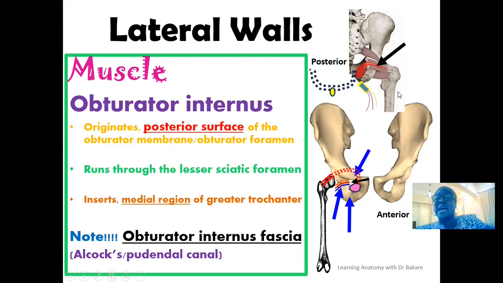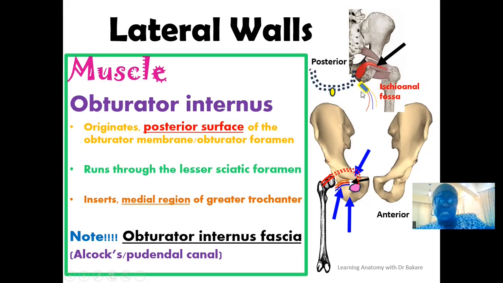And when you look at the establishment of the Alcock canal or the pudendal canal, you see that it is located at the lateral wall of the ischioanal fossa. This is where we have the ischioanal fossa here at this side. It is a fossa that is located on both sides of the anal canal. Let's say this is the anal canal here, highlighted in yellow, and on both lateral sides of the anal canal is where we have the ischioanal fossa.